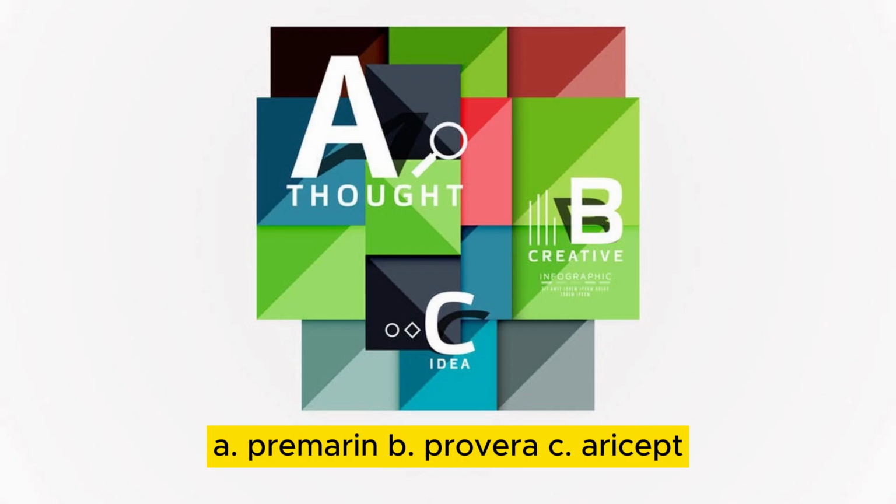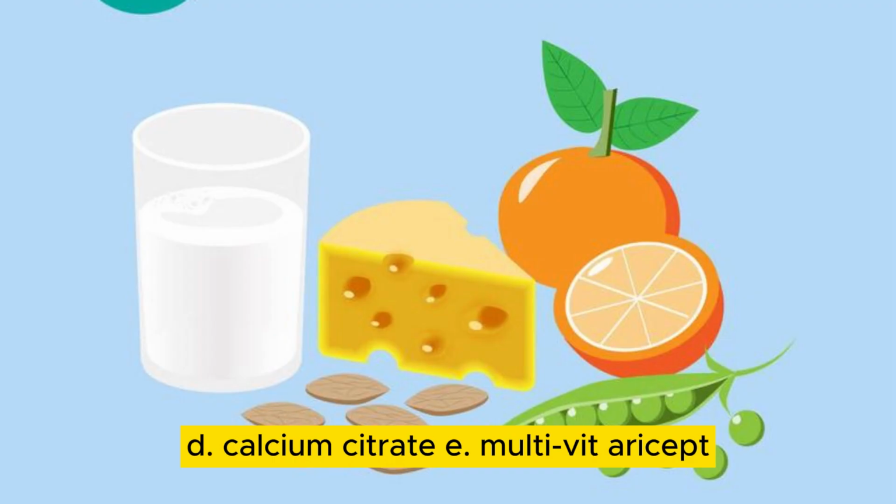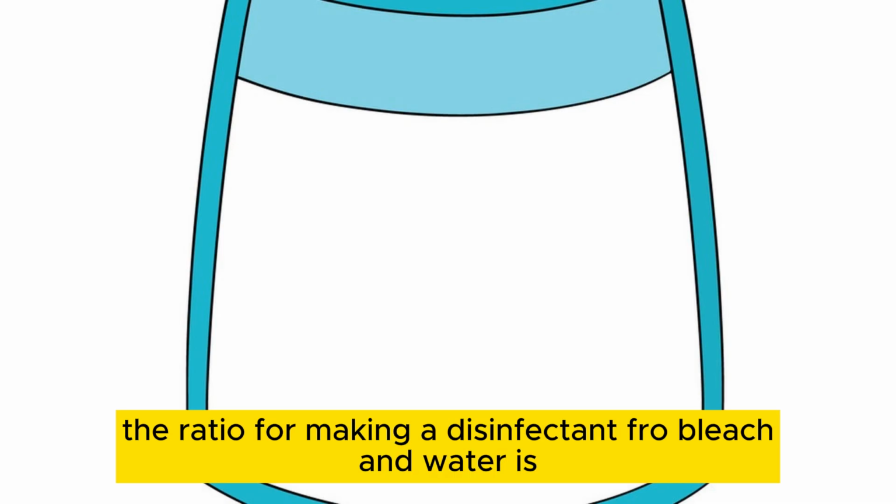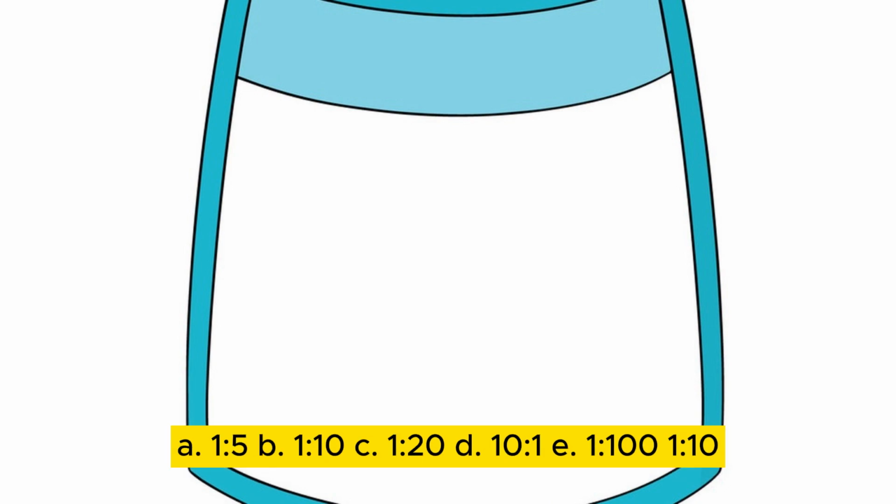Which medication would most likely not be ordered for a 50-year-old postmenopausal woman? A. Premarin. B. Provera. C. Verisip. D. Calcium citrate. E. Multivit. Verisip. The ratio for making a disinfectant from bleach and water is A. 1:5. B. 1:10. C. 1:20. D. 10:1. E. 1:100. 1:10.